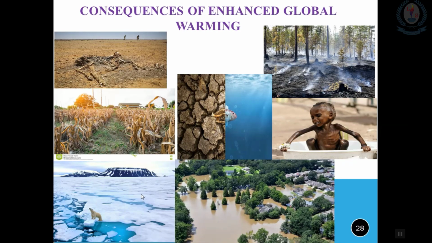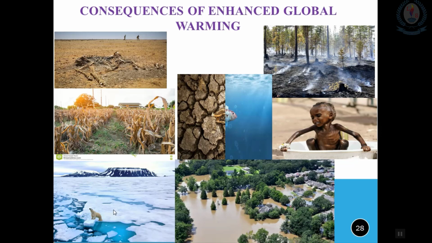Now let's have a look at the consequences of enhanced global warming. There will be a complete meltdown of polar ice caps and the glaciers of mountain regions, releasing vast amounts of water into the sea. So the sea levels will rise. Warming of sea waters causes them to expand in volume, further raising the sea levels. Flooding of much low land can occur.